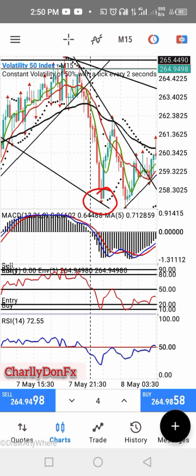Because once it comes to that trend line, there's bound to be a price reaction. It will either break that trend line and go further down, or it will retrace back. And that is exactly what happened here. It went back before reacting. Can you see that?